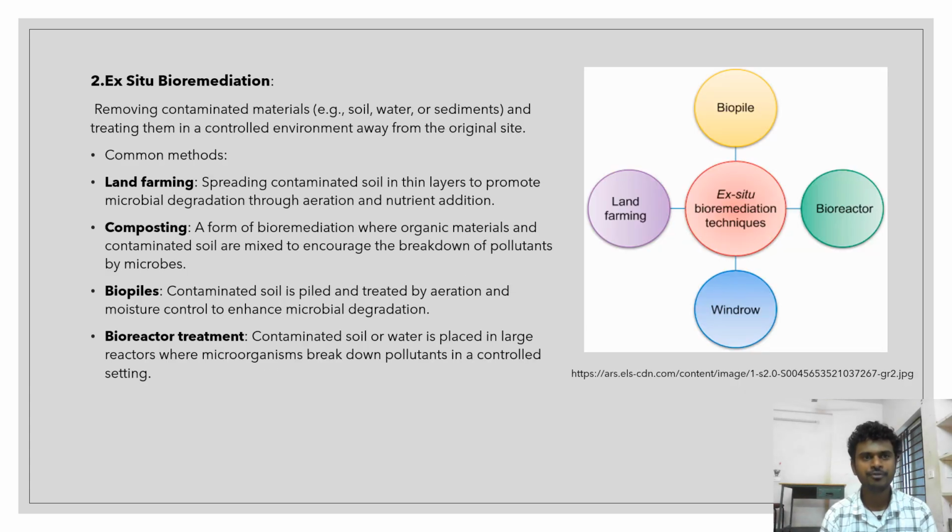Coming to the second type, ex situ bioremediation, removing contaminated materials and treating them in a controlled environment away from the original site. Common methods: land farming, spreading contaminated soil in thin layers to promote microbial degradation through aeration and nutrient addition. Composting, a form of bioremediation where organic materials and contaminated soil are mixed to encourage the breakdown of pollutants by microbes. Biopiles, contaminated soil is piled and treated by aeration and moisture control to enhance microbial degradation.